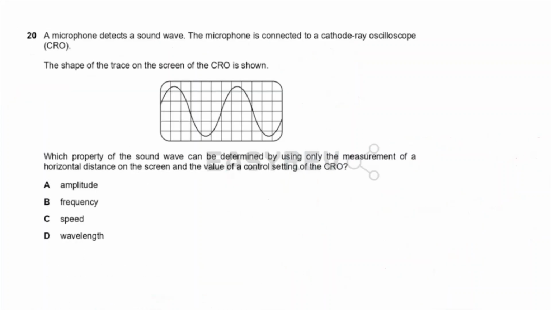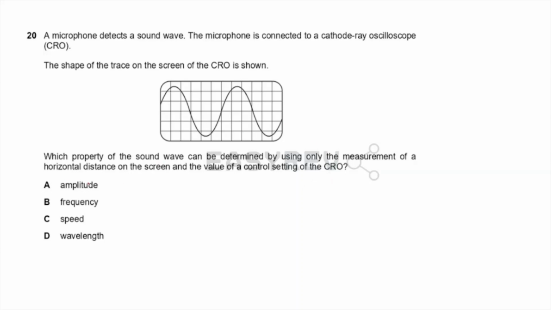Question 20 says, a microphone detects a sound wave. The microphone is connected to a cathode ray oscilloscope, CRO. The shape of the trace on the screen of the CRO is shown. Which property of the sound wave can be determined by using only the measurement of a horizontal distance on the screen and the value of a control setting of the CRO?